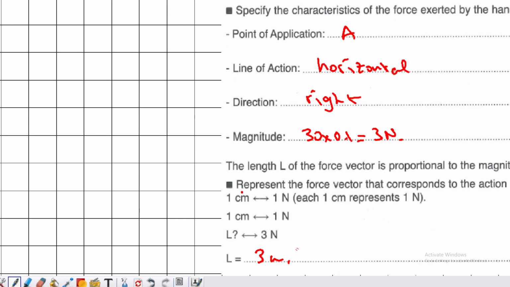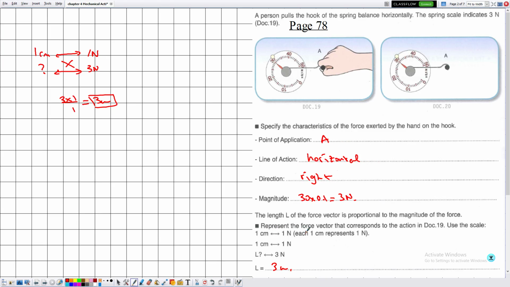Moreover, we need to represent, which means we need to draw. So this is the point A. This is the vector force. So let me say that this is F. The magnitude of this force is given by 3 newtons and the length is given by 3 centimeters. So this is it for this activity.